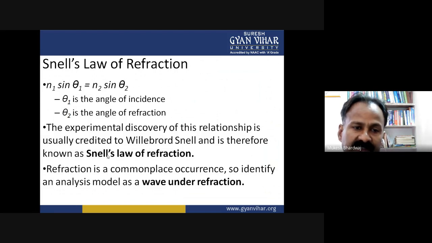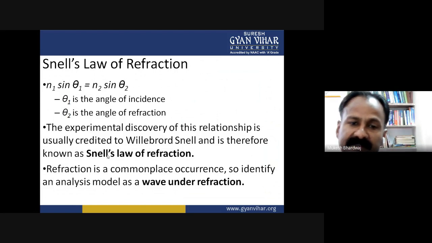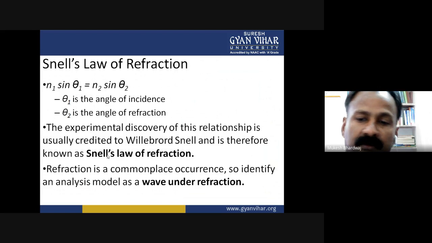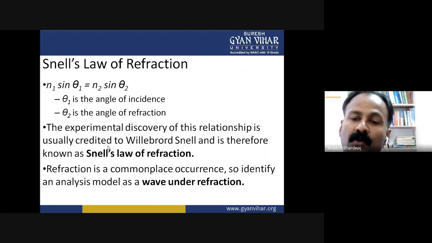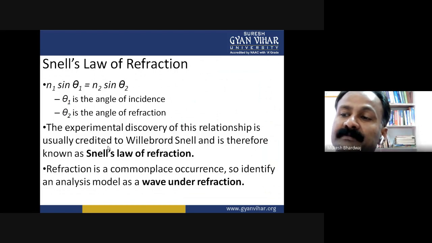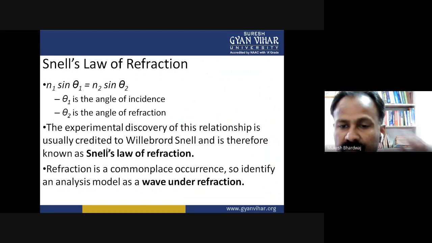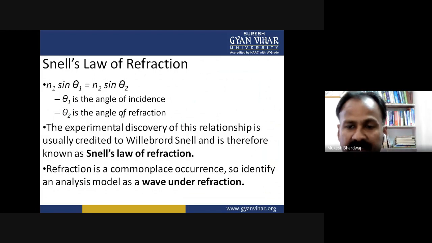The experimental discovery of this relationship is usually credited to Willebrord Snell and is therefore known as Snell's law of refraction. He was a Dutch mathematician, 1591 to 1626. He states that the ratio of the sine of the angle of incidence to the sine of the angle of refraction is a constant whose value depends on the nature of the two media. So Snell's law of refraction is the ratio of the sine of the angle of incidence to the sine of the angle of refraction, and it is constant, but its value depends upon the nature of the two media.